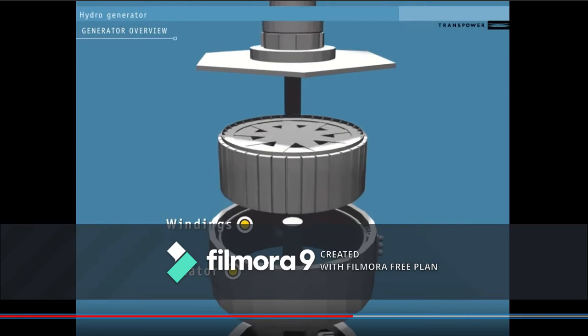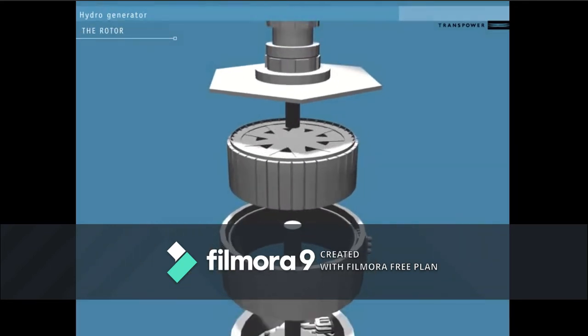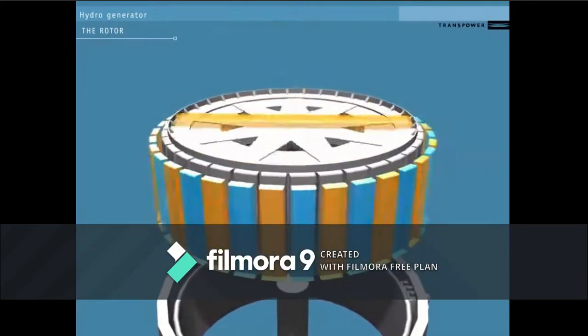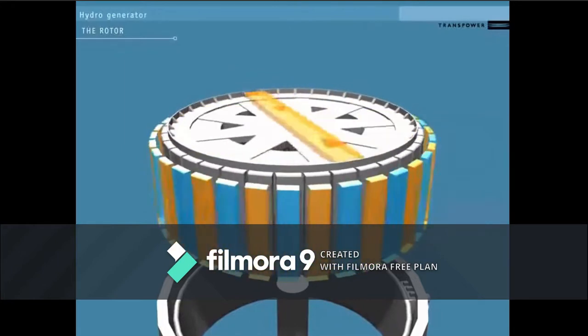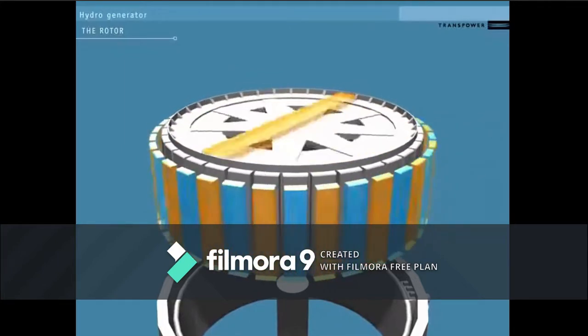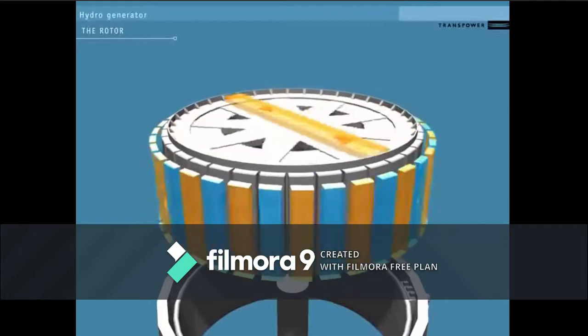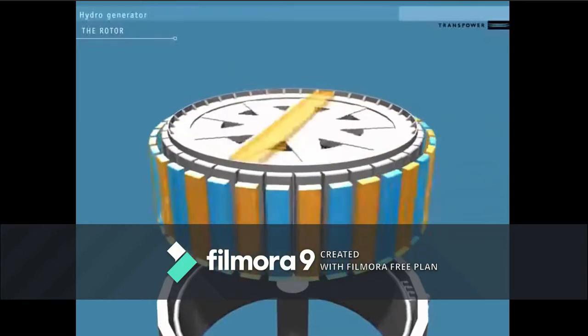To generate electricity, water must be in motion. When the flowing water turns the blades, the form is changed to mechanical energy. The turbine turns the generator, which then converts this mechanical energy into electricity.